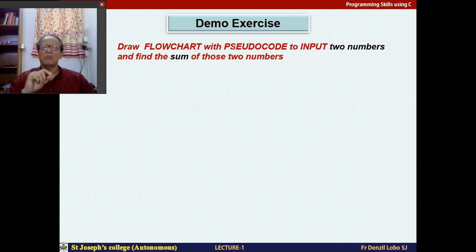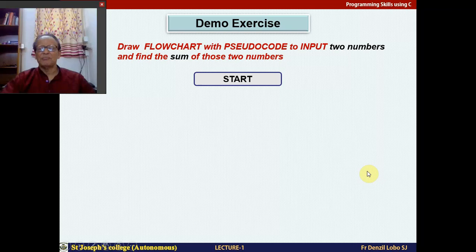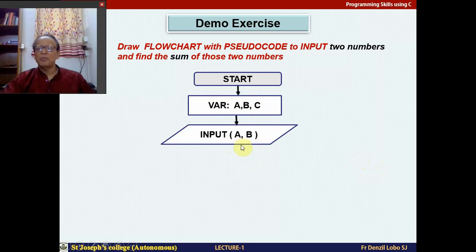So the demo is to draw a flowchart with pseudocode to input two numbers and find the sum of those two numbers. Very simple. You have to input two numbers. How shall we proceed? So we start with this symbol, start, and then we declare variables A, B, C. We need three variables because we have to find the sum of two variables and put it in the next variable. And here what we do next is input A, B. This is our input statement. We are inputting the value for A and value for B.